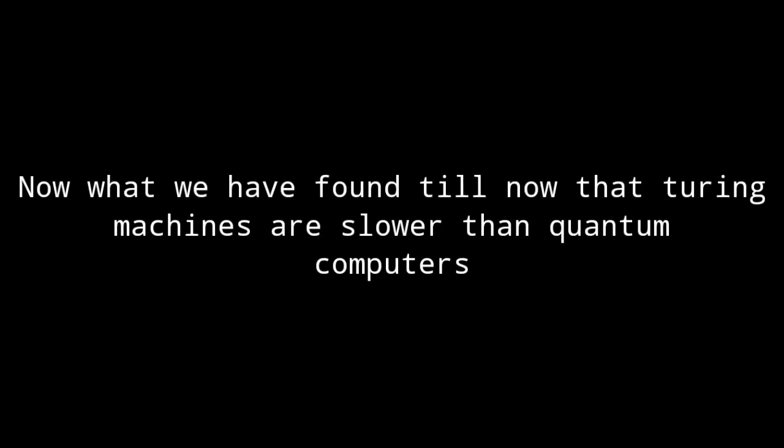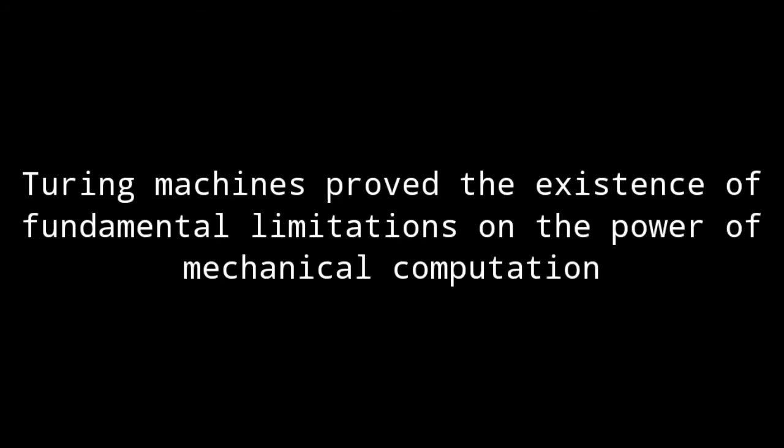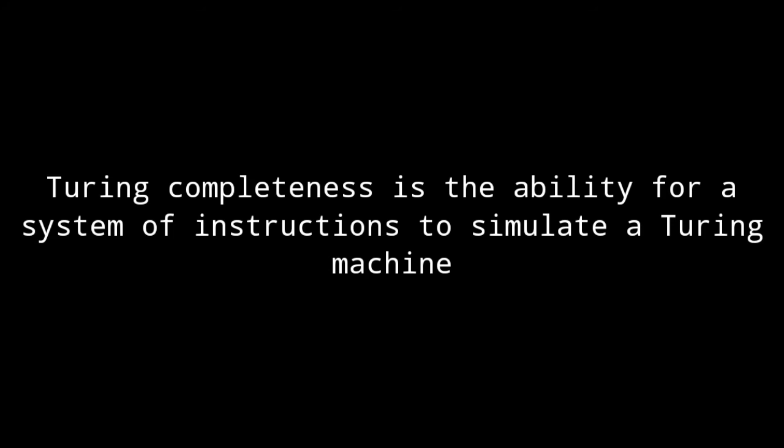Now, in fact, one of the things that is really going on is: is there any problem that a quantum computer can solve but not a Turing machine? We have found till now that Turing machines are slower than quantum computers, but they can solve every possible problem. So they are as good as them. And this is a big achievement by the Turing machine, and in fact by Alan Turing. Turing machines proved the existence of fundamental limitations on the power of mechanical computations, a very big achievement.